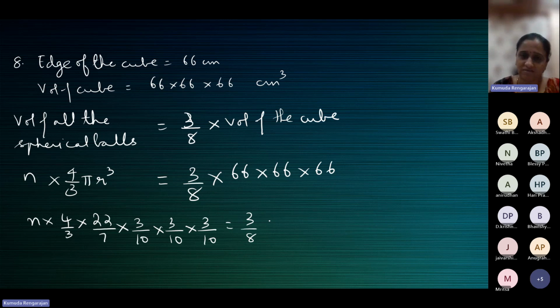See, 5 by 8 is unfilled. So how much is filled? 1 minus 5 by 8, which is 3 by 8. 3 by 8 of the volume of the cube is filled with the spheres. So the volume of all the spheres is equal to 3 by 8 of the volume of the cube.